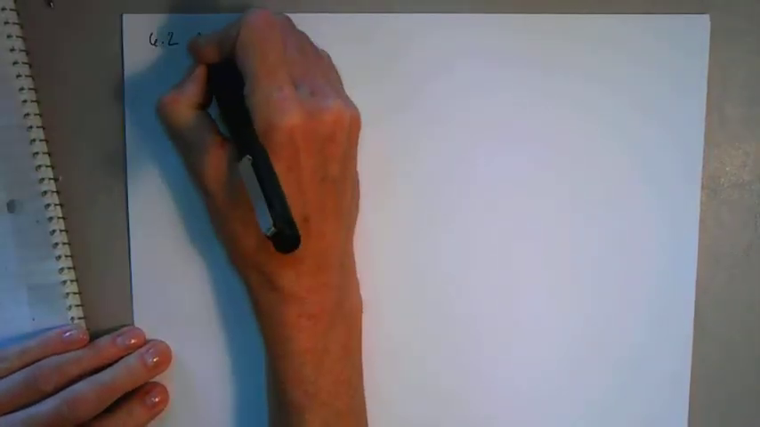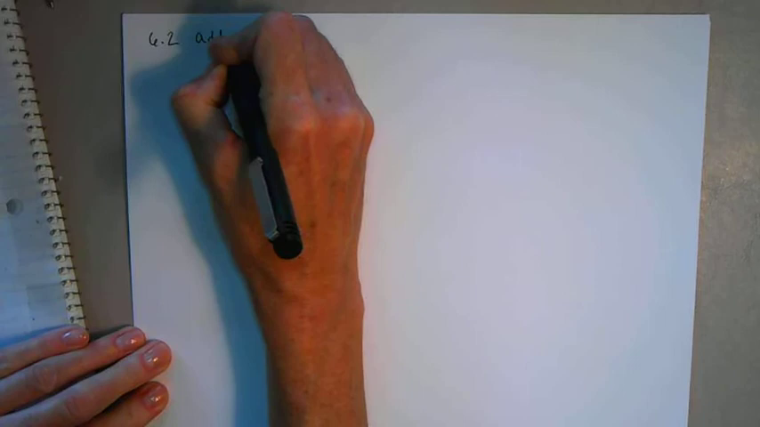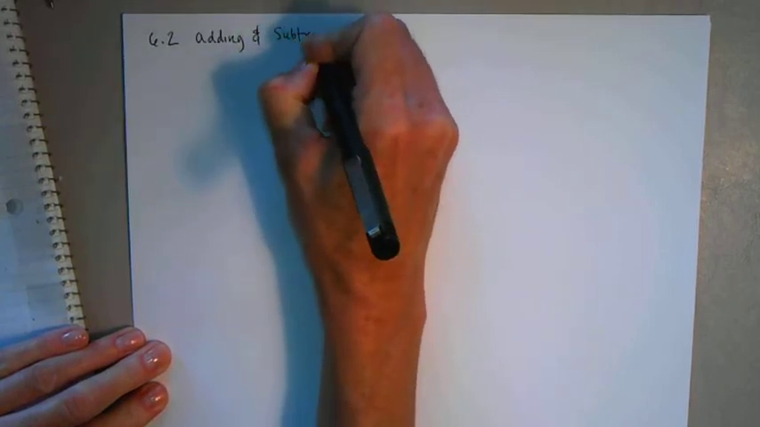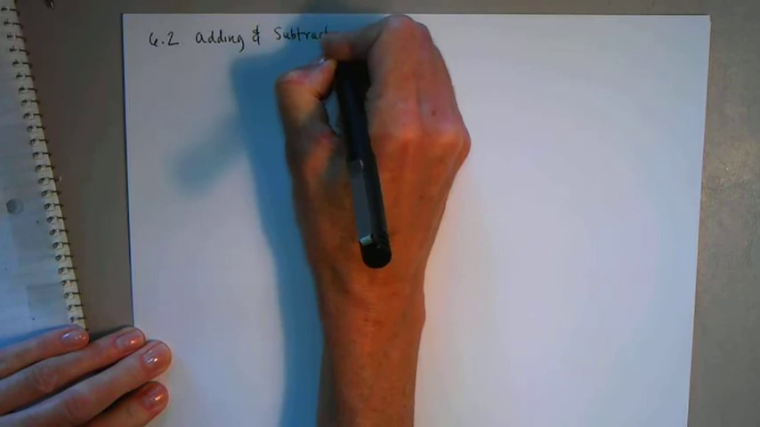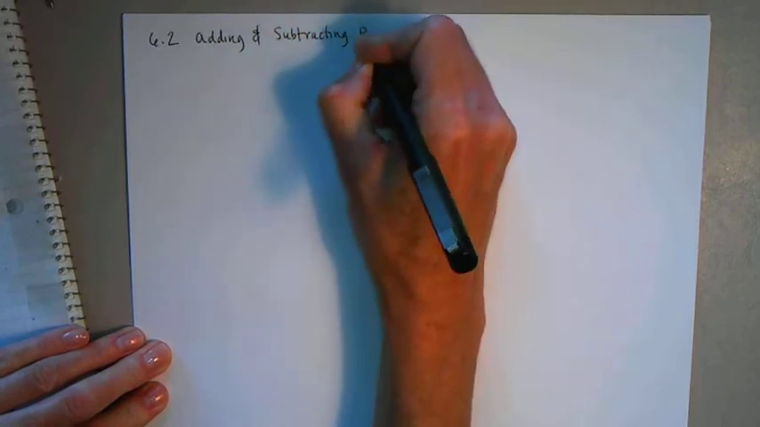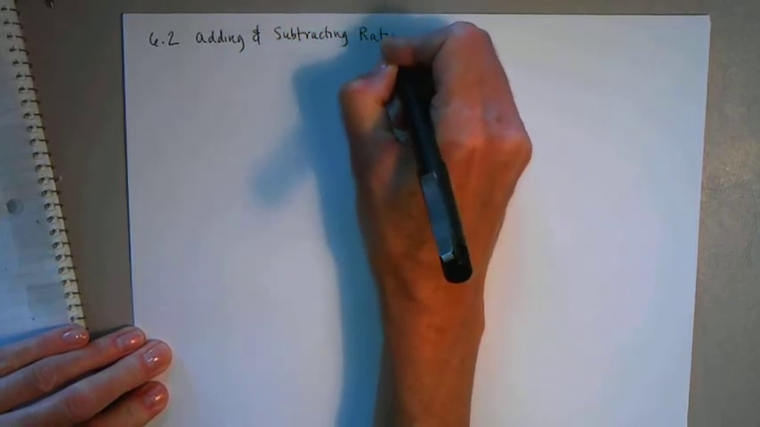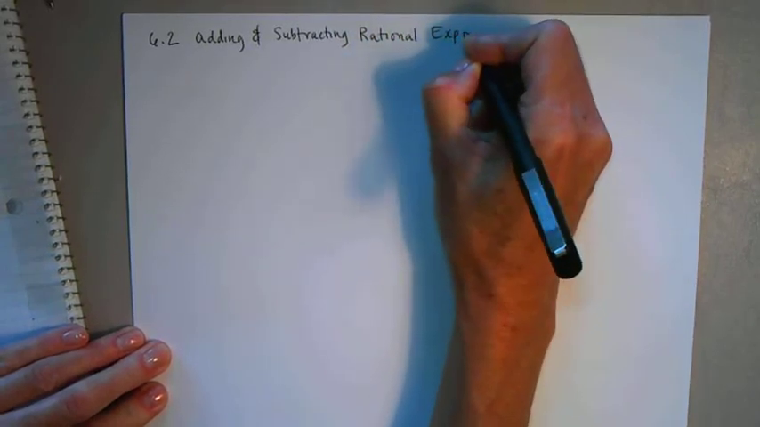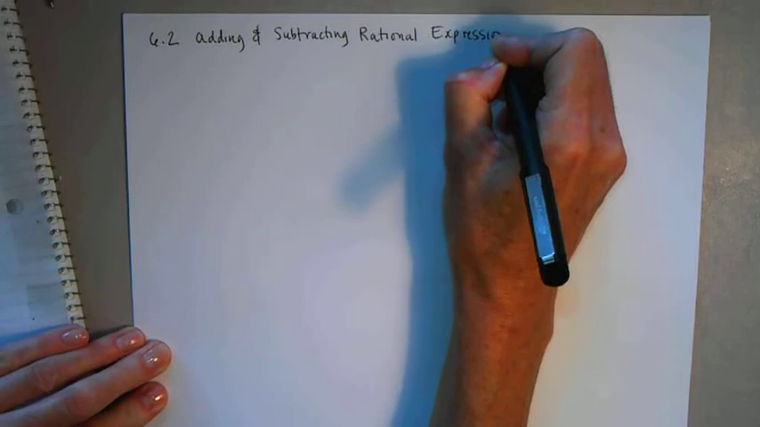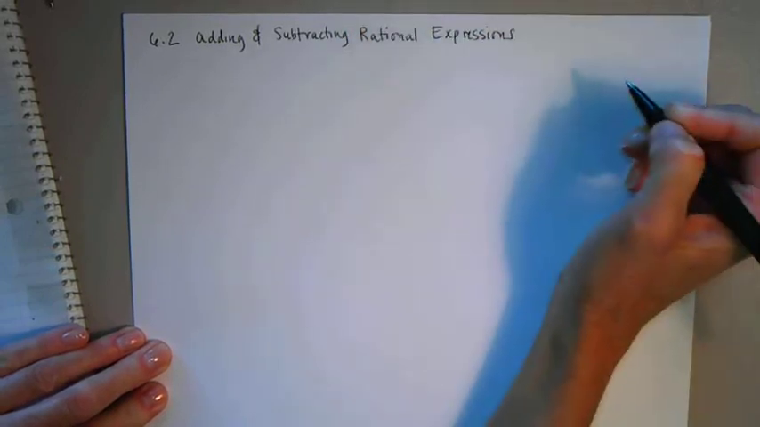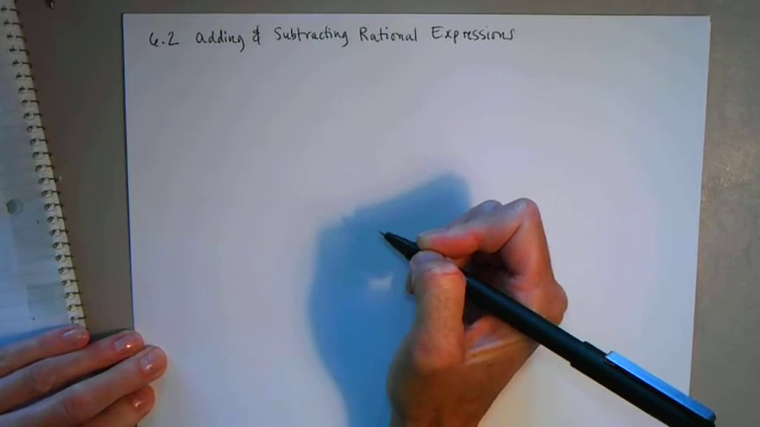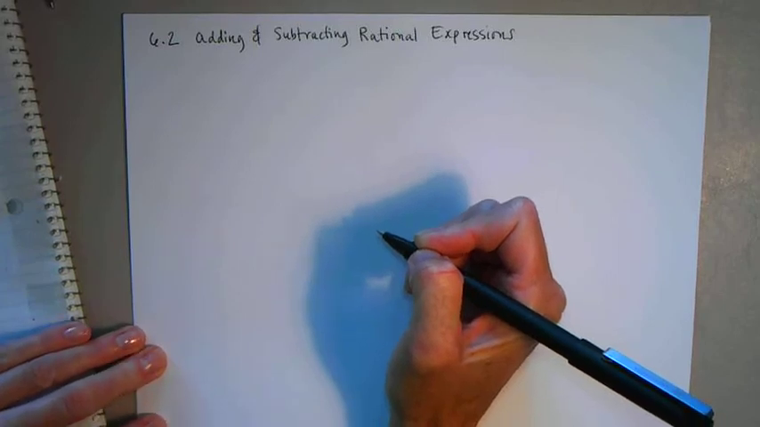Alright, 6.2. In 6.2, we are adding and subtracting rational expressions. So, write my title. What that means, we just talked about what rational expressions are, and we simplified them, and we multiplied them and divided them. Now we're going to add or subtract them.